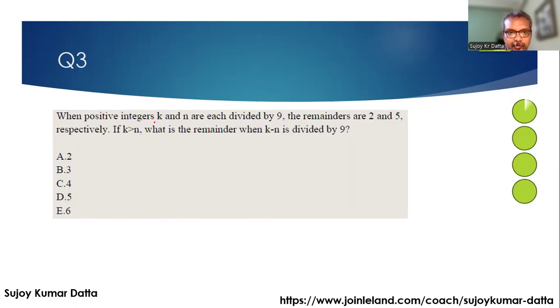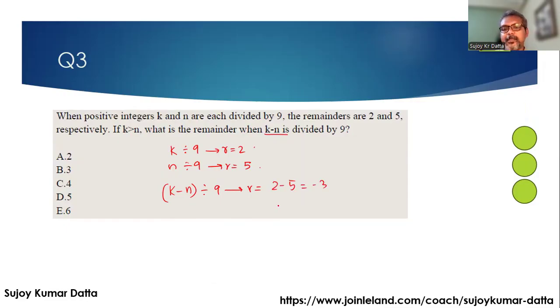So it says that positive integers k and n are each divided by 9. The remainders are 2 and 5. So k divided by 9, the remainder is 2. And n divided by 9, the remainder is 5. So k is a number which is bigger than n. So when they're subtracted, k minus n divided by 9, the remainder should have been 2 minus 5. That's negative 3. But then when you're dividing by 9 and you get a remainder of negative 3, it basically means that you are 3 short of the divisor, in this case the divisor being 9. So 3 short of 9. So the actual remainder is 6.